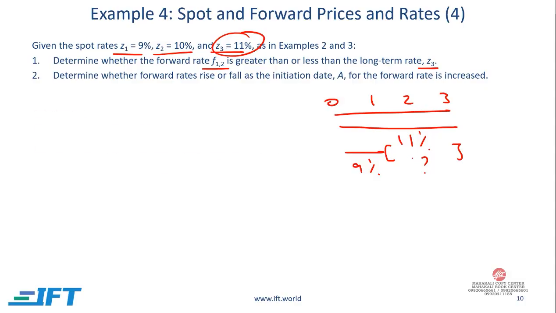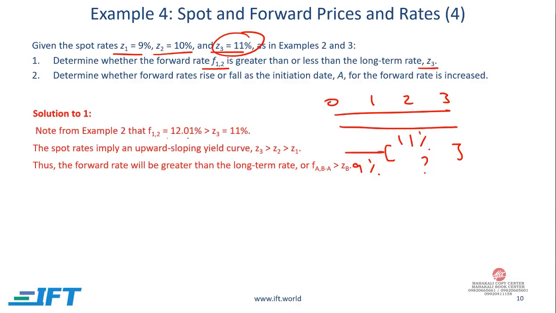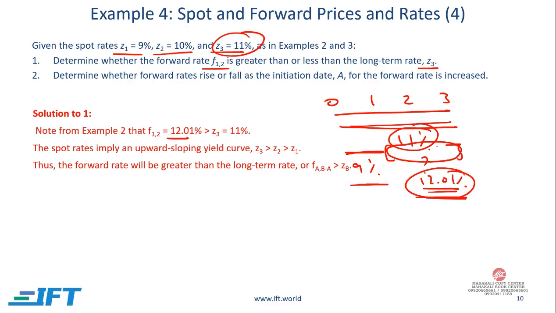We've actually calculated this before. So we've calculated that rate to be 12.01%. Now, is it a surprise that this number is greater than 11%? Hopefully by now it should not be a surprise, because this 11% will come by linking together this rate with this rate. And the only way we can go from 9% for a 1-year spot rate to 11% for a 3-year spot rate is if this rate is higher than 11%.